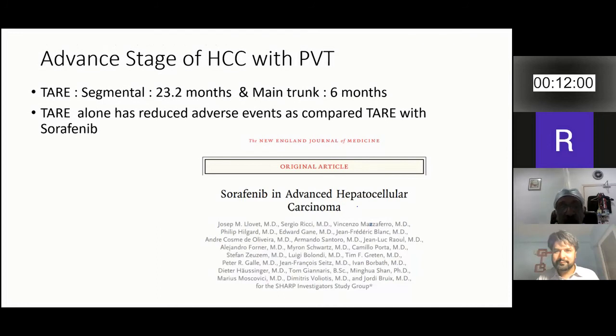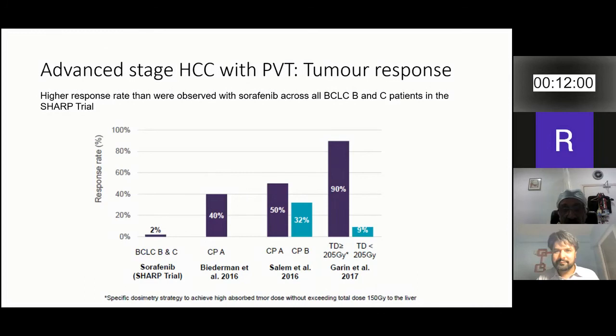And therefore, we are now using it in combination, not only with sorafenib, but even other biologics or immunologic drugs in some of these patients. So you can see that at a higher dose, TARE has much better outcome vis-a-vis just sorafenib. This was the SARAH trial which gave us this data.